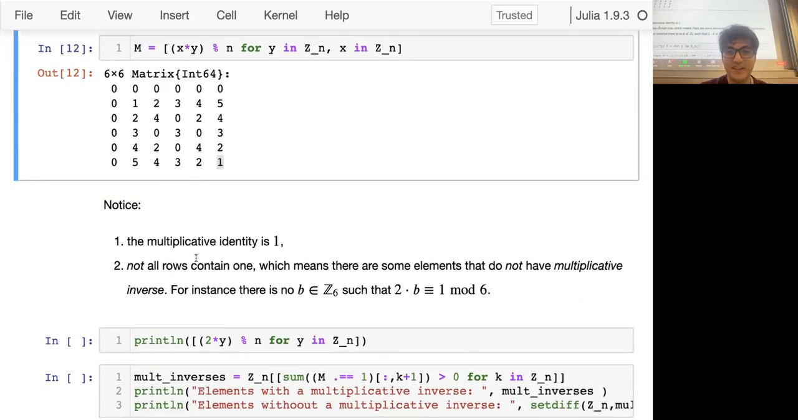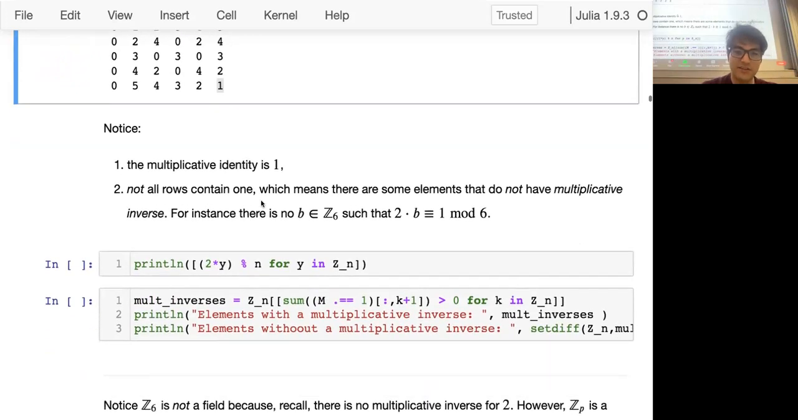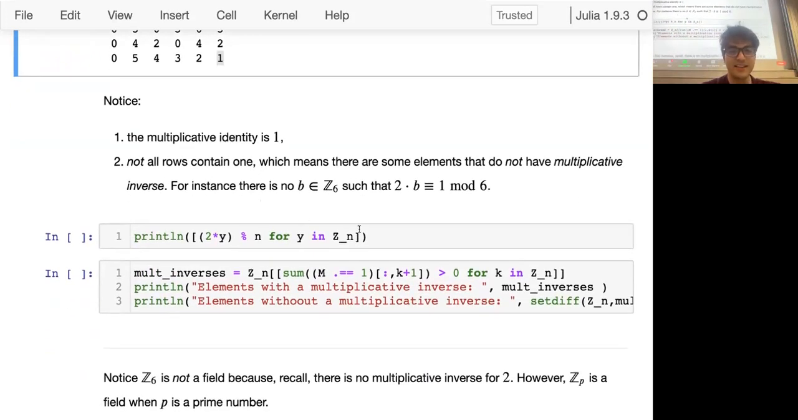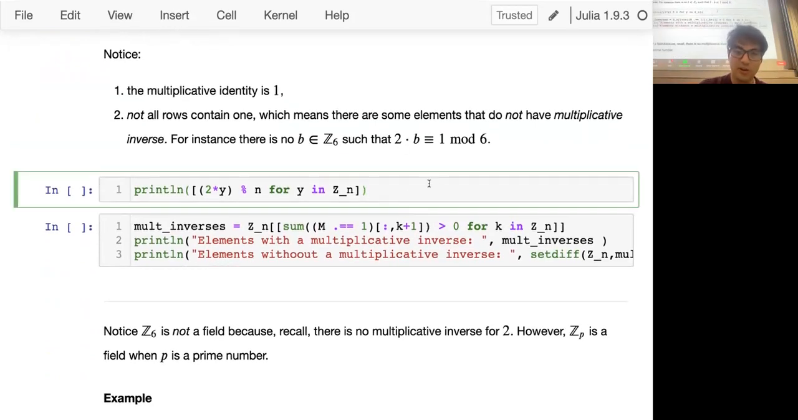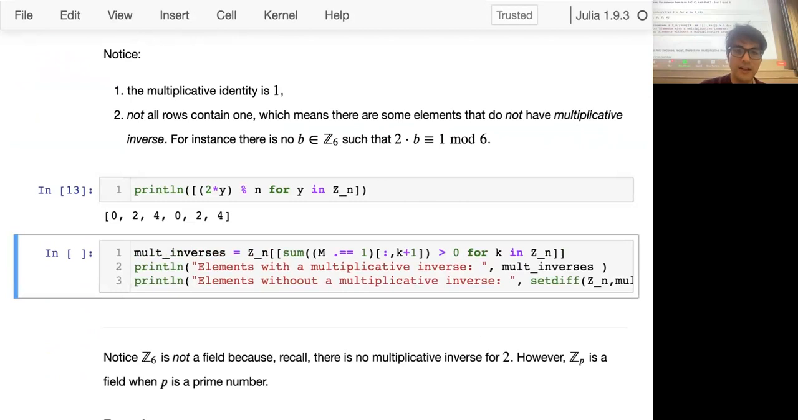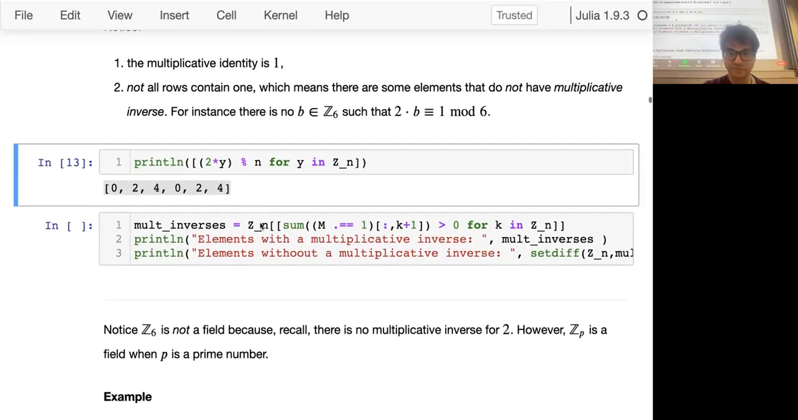Okay, so the multiplicative identity is 1. Not all rows contain a 1, which means there are some elements that do not have a multiplicative inverse. For instance, there is no b in Z6 such that 2 times b is 1, right? So 2 is not invertible. You can look at all of them. So what am I printing here? 2 times y. So yeah, we can show here explicitly that 2 doesn't have an inverse because we can just look at every element in the group, right? So 2 times 0 is 0, by 1 is 2, by 2 is 4, 0, right? So if there was an inverse, we would find it in here.